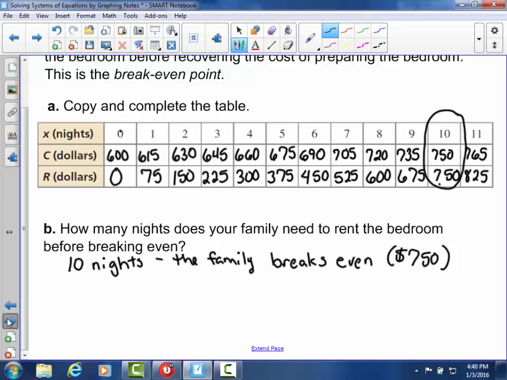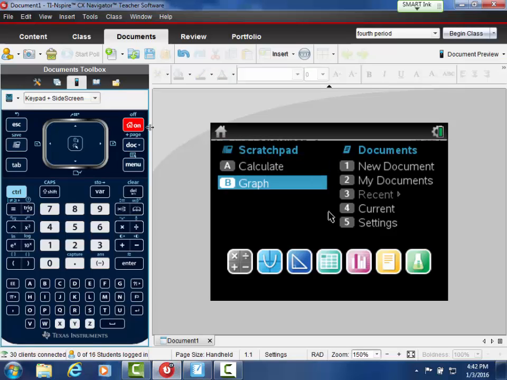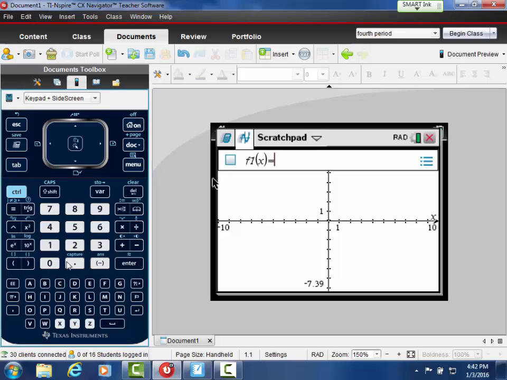All right. So in the same coordinate plane, graph the cost equation and the revenue equation from Exploration 1. I want you to do this on your calculator. So we're going to go over to our calculator now. Now we go to our calculator and we want to graph it. So we're going to choose B to graph, and our first equation was 15x plus 600.